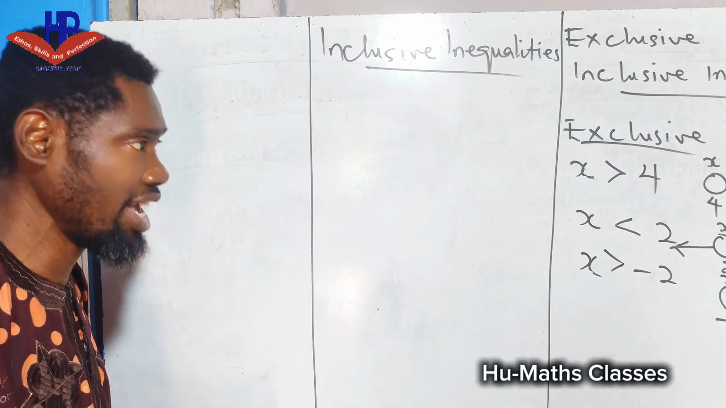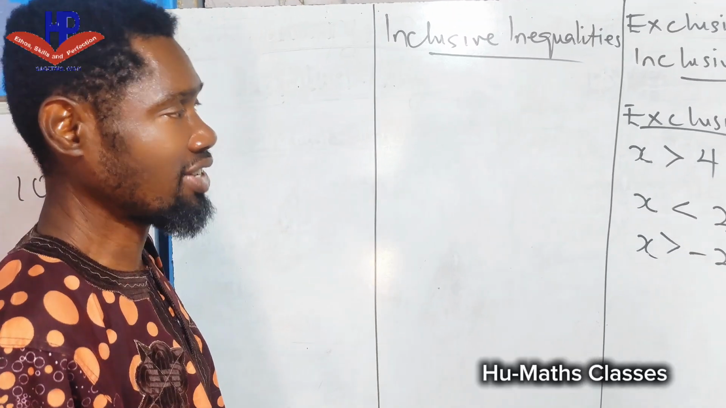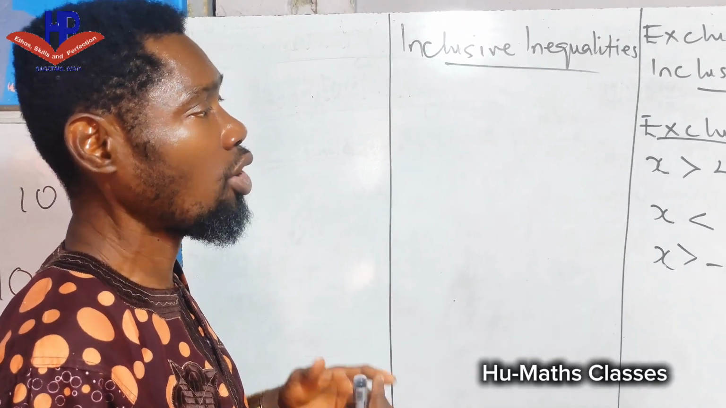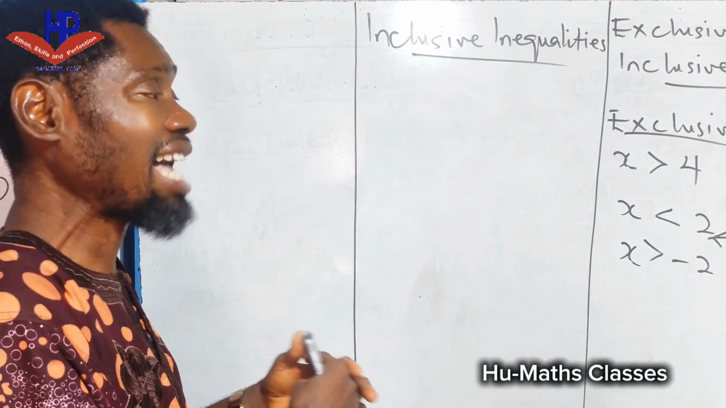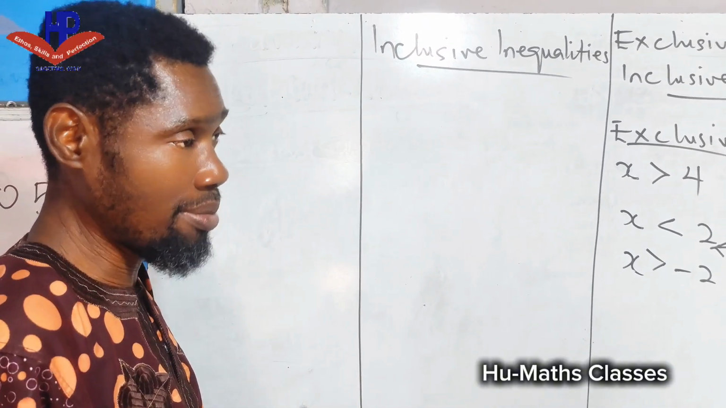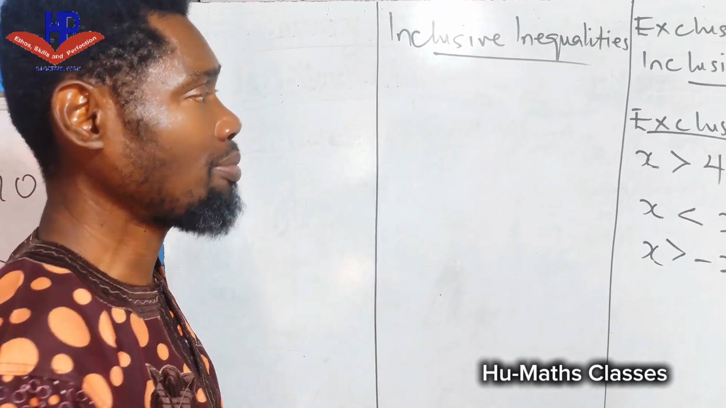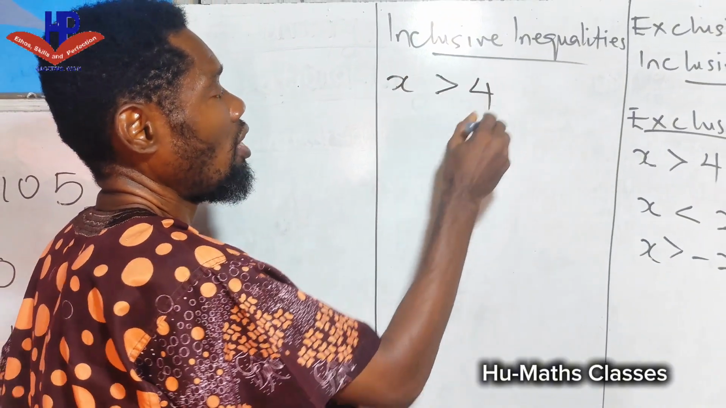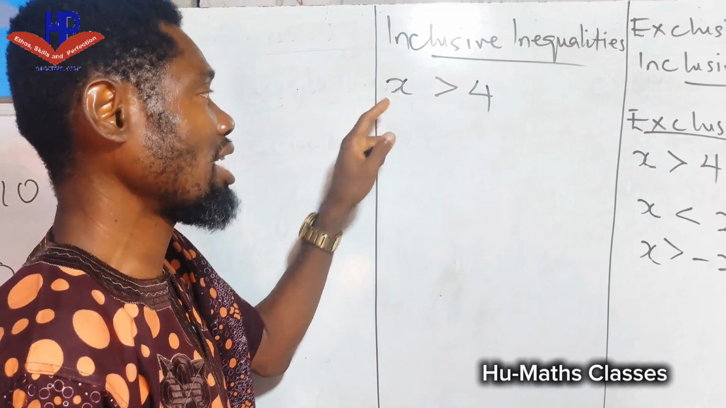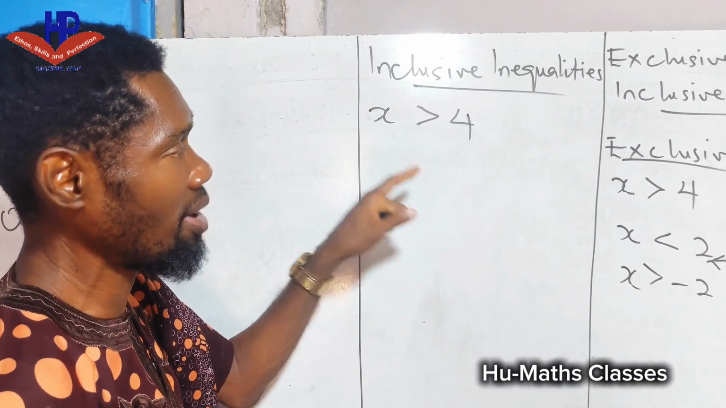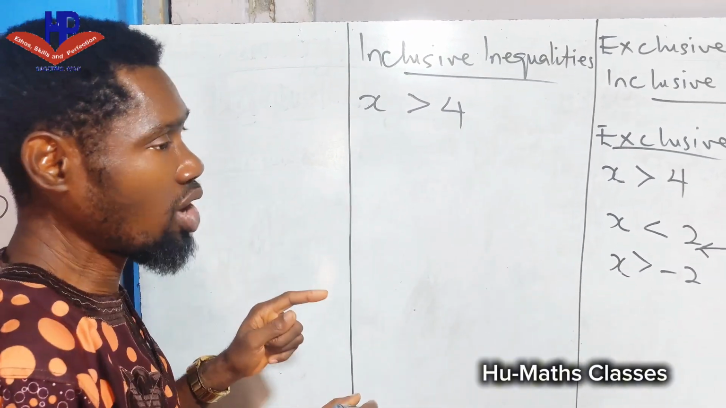Looking at inclusive inequalities. In our previous class, we discussed exclusive inequalities, and I said exclusive inequalities are open inequalities, meaning that the number you have in that inequality is not a member of the set of that particular variable you're dealing with. I gave you an example like x greater than 4. I said 4 is not a member of x. So the first number you write for x will be 5, not 4, because 4 is not a member of x.